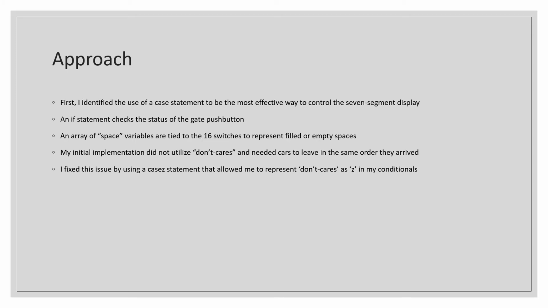So my approach to the problem, I identified that the 7-segment I felt was going to be most easily controlled by a case statement to determine a conditional statement that would determine which number to display on the 7-segment and whether or not the LED should be on or off. So the code starts off with an if statement that checks the status of the gate push button, which was assigned to button left on the development board.